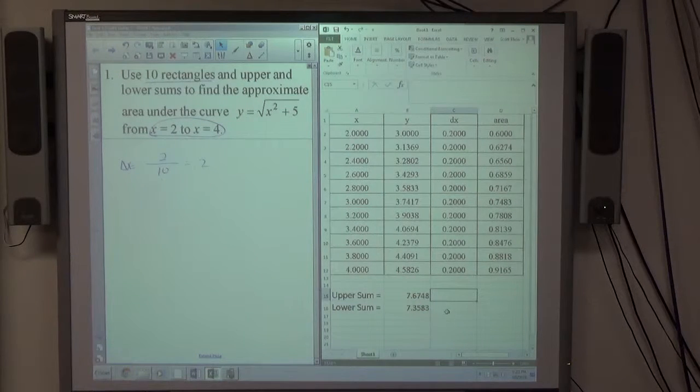Okay, so the upper sum is 7.6748, the lower sum is 7.3583. So for the approximate area, we need to average those two answers. So I do equals average of these two numbers, or you can just add one to the other and divide by 2, take your pick.